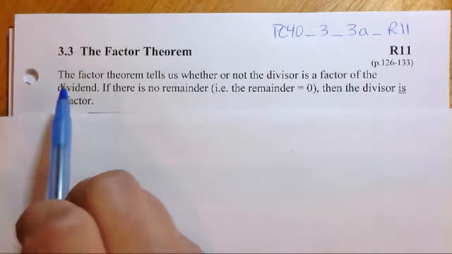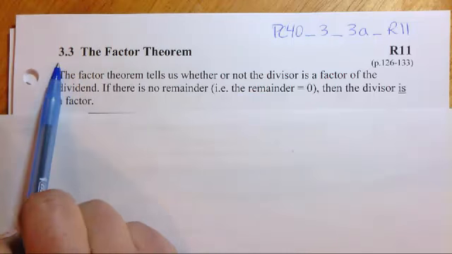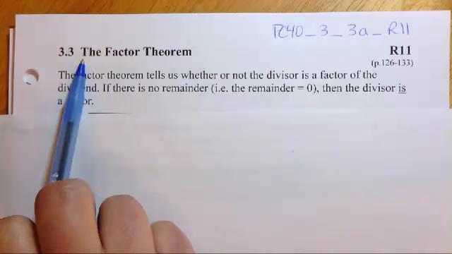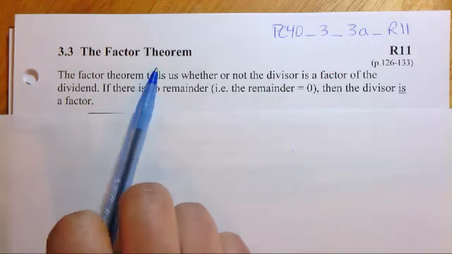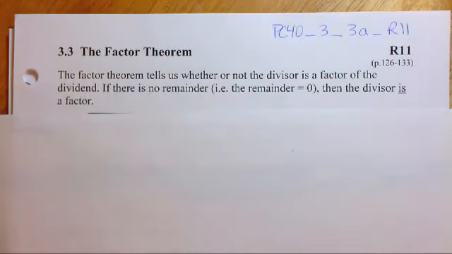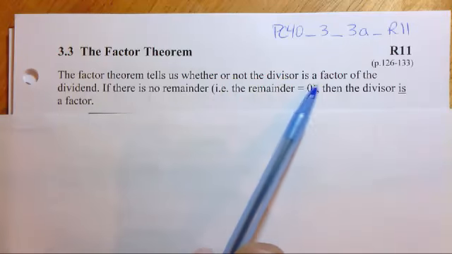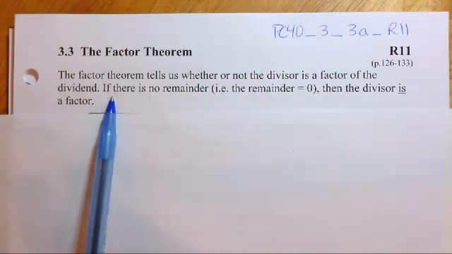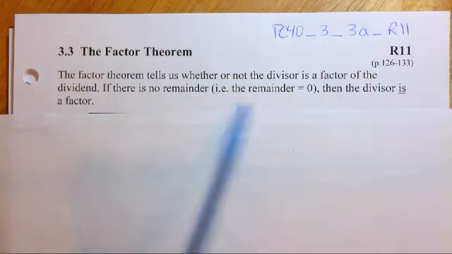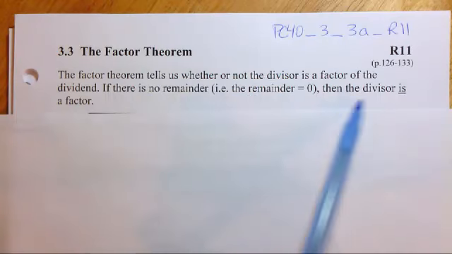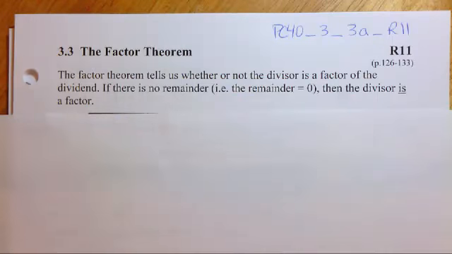Hi everyone. In this video, I'm going to look at section 3.3 of the textbook. It's going to be on the factor theorem, and I'm just going to do one example, but it's a long example. So the factor theorem tells us whether or not the divisor is a factor of the dividend. If there is no remainder, or when the remainder is equal to 0, then the divisor is a factor.